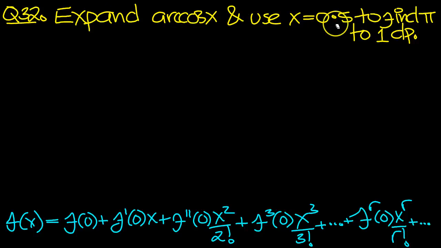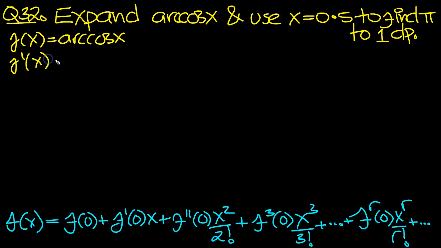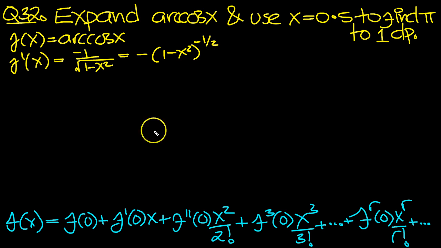Expand arc cos x and use x equals 0.5 to find pi to 1 dp. So here f of x is equal to arc cosine x, so f dash, the standard derivative, is equal to 1 over the square root of 1 minus x squared, with a minus, isn't it? So that's equal to minus (1 minus x squared), let's get everything on ground level, to the minus a half.